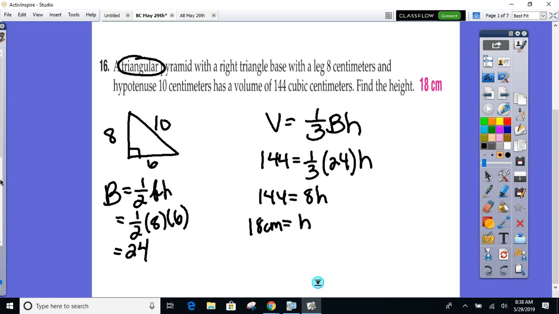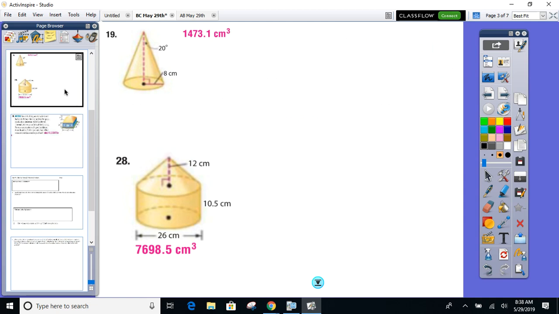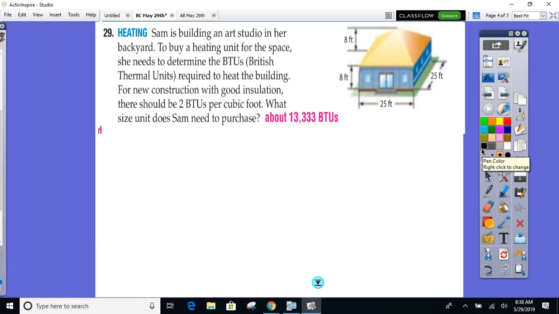29. Here we go. Look at Sam's house. An art studio. Excuse me, not a house. An art studio in their backyard. To buy heating, BTUs. That's British thermal units, if anybody was wondering. It's going to take 2 BTUs per cubic foot to heat this house.